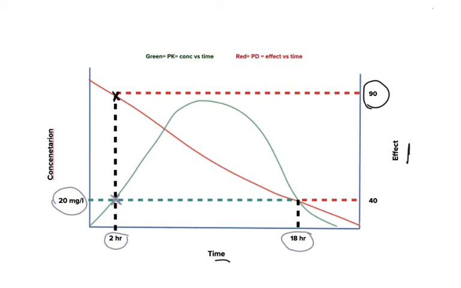What about after 18 hours? After 18 hours, we measured the concentration in the plasma and it shows 20 mg per liter, same as the previous one, while the effect shows 40. As you can observe, at the same concentration we obtained two different effects. How is that possible? Two main reasons can explain this.